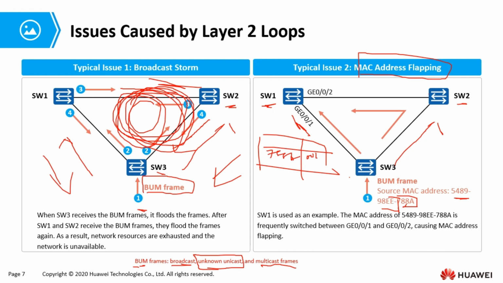So switch 2 will also broadcast. So the frames that switch 1 receives, it will also receive. Now switch 2 is going to carry the 788A frame. That means your MAC address will keep flapping. Most of the time, when you are a network engineer, you notice that your MAC address keeps flipping. That means you have a broadcast storm in your layer 2 network.